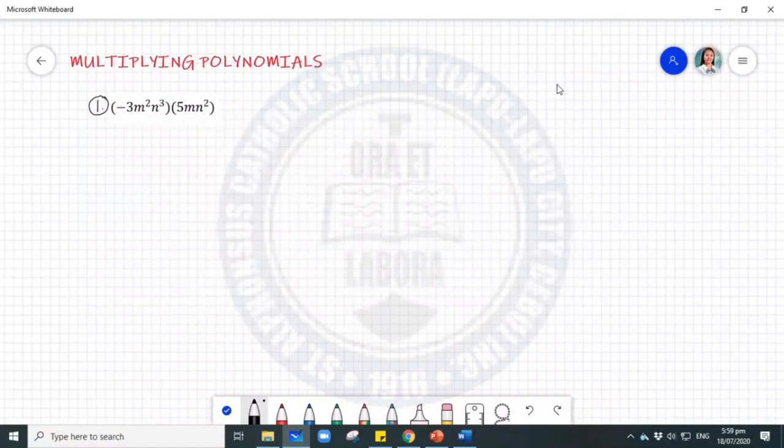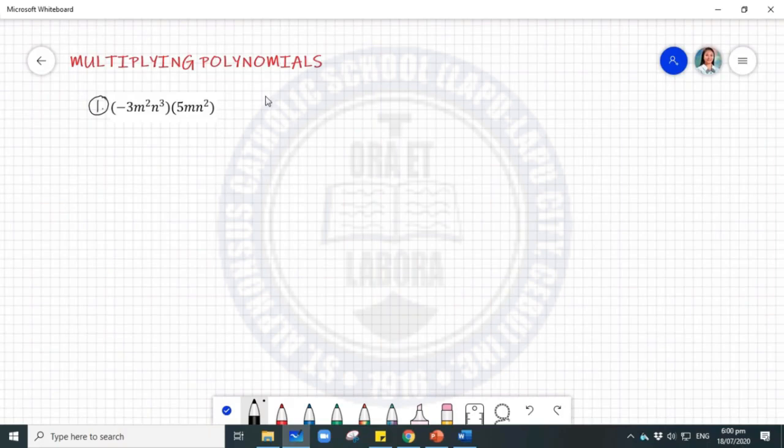Now let's move on to our next topic, multiplying polynomials. In multiplying polynomials, it's very important that we have mastered the laws of exponent because we're going to use the concept of laws of exponent in multiplying the different variables in the polynomials. So let's get started on example number 1.